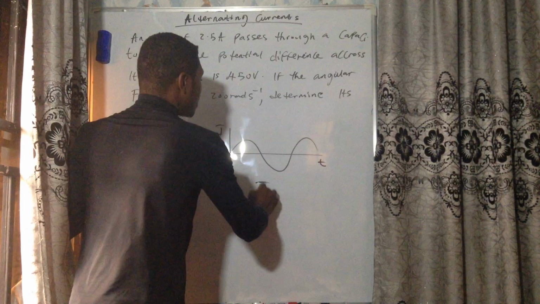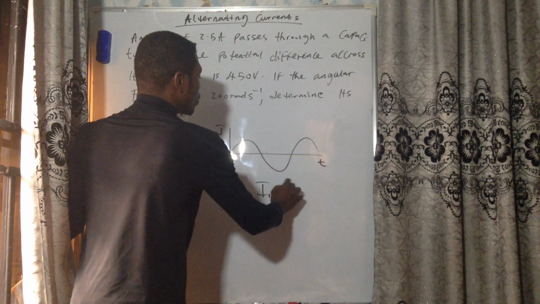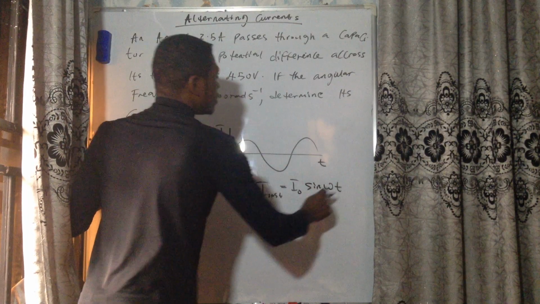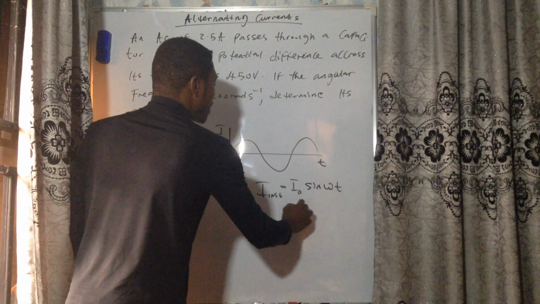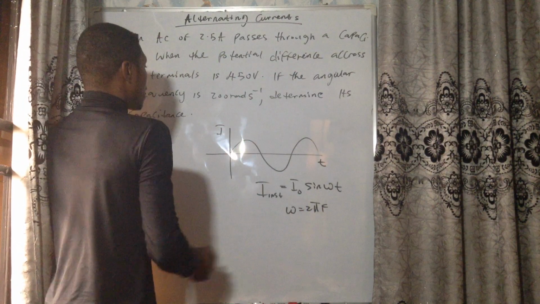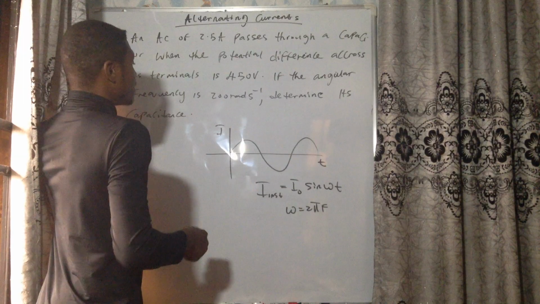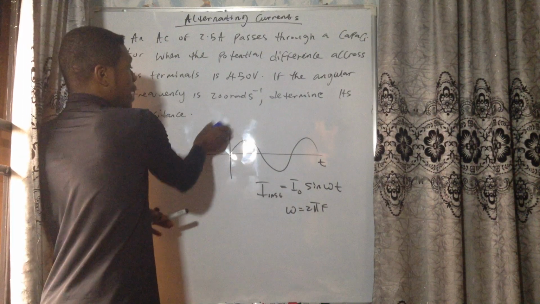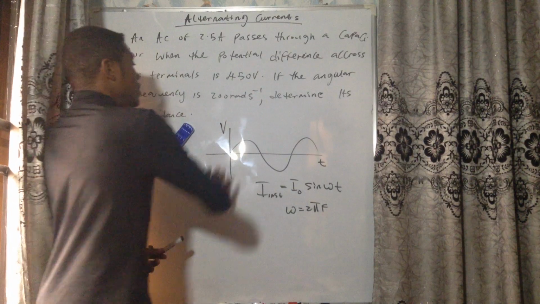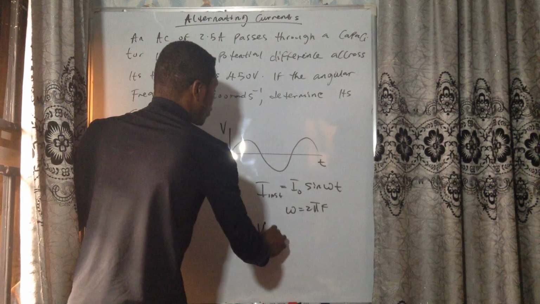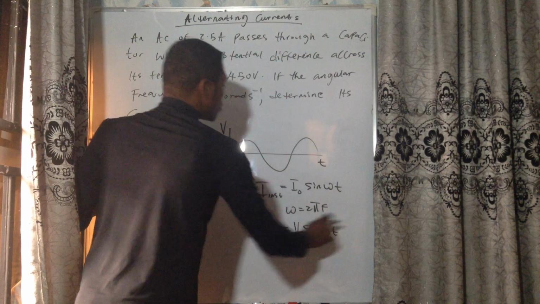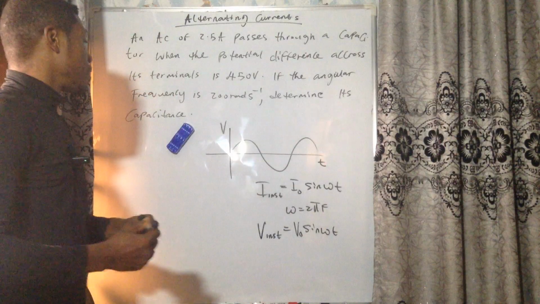So the formula is I instantaneous equals I maximum, or I naught, sine omega t. This omega is equal to what? 2 pi f. Omega is equal to 2 pi f. Now there is also an alternating voltage. Current cannot exist without voltage. They all have the same sine curve. So V instantaneous is equal to V maximum sine omega t. So this is the instantaneous voltage, and this is the instantaneous current.